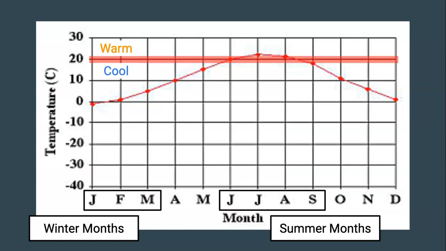Again, use the tricks thinking about, is an area warm all year, cold all year, or is it warm in the summer and cool in the winter? That'll help you identify which temperature zone a graph represents.